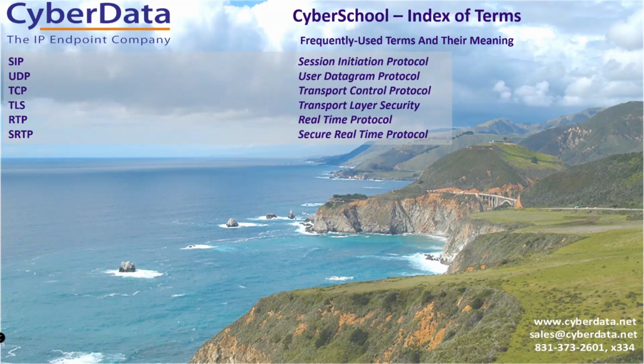Then we've got UDP, a very common protocol. This is User Datagram Protocol, probably the most used protocol on the internet. Then we've got TCP, Transport Control Protocol, which is just another way to guarantee delivery from A to B, another way to make sure it's going to get there. You've got TLS, which is just encrypted TCP, known as Transport Layer Security. And then we've got RTP, your audio transport, real-time protocol, and SRTP, your secure audio transport, the secure real-time protocol.